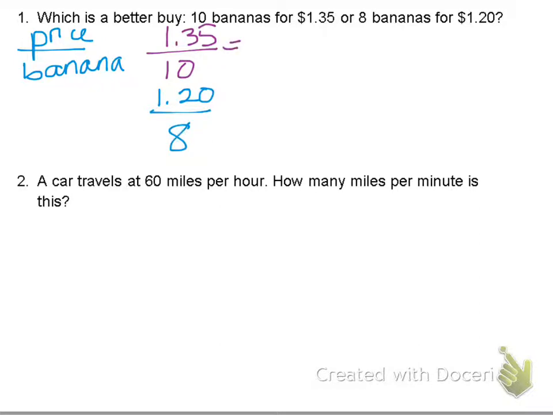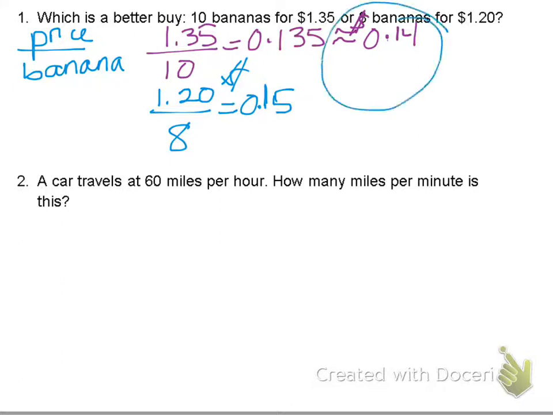$1.35 divided by 10 equals 0.135, which if we were going to write that as a price, we would have to round to $0.14 or 14 cents. And $1.20 divided by 8 is equal to 0.15, which is 15 cents. And this is per banana. So 14 cents per banana or 15 cents per banana. Obviously, the better deal would be 14 cents per banana.